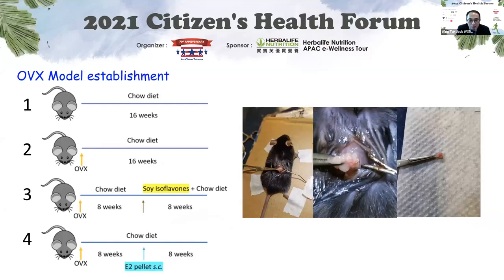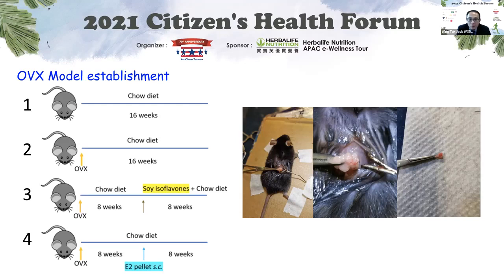In our study, we established a post-menopausal model by conducting a bilateral ovariectomy on female C57 black 6 mice. We divided the mice into 4 groups. The first group is control, while the remaining groups receive ovariectomized surgery. The photos on the right are snapshots of the surgery. You can see that the ovary was removed after the surgery.